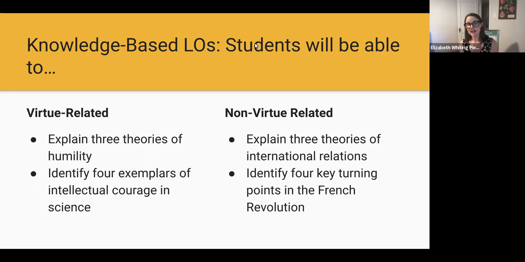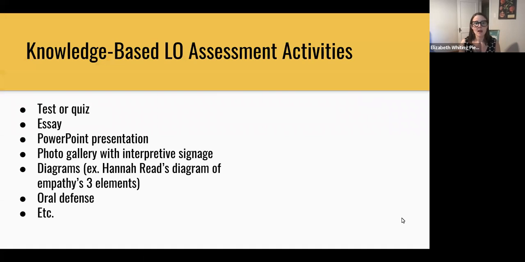Students will be able to explain 3 theories of international relations. They'll be able to identify 4 key turning points in the French Revolution. You can see how the verbs match. Okay, so it doesn't really matter which column you draw on.